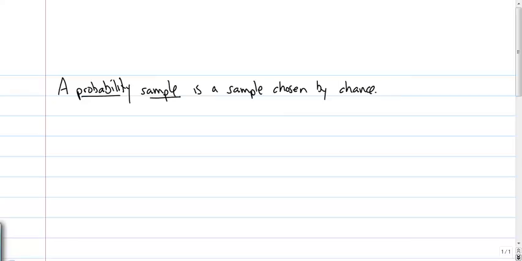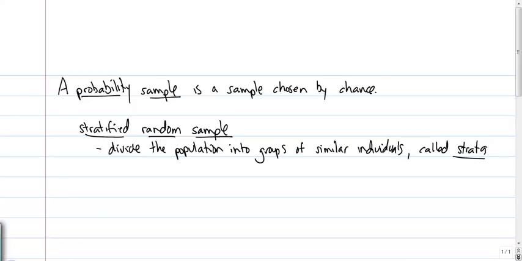A more complex probability sample might be one including a stratified random sample. The idea behind a stratified random sample is first we divide our population into groups of similar individuals that we call strata, and then we choose a separate SRS within each stratum, and we're going to combine these SRSs to form our full sample.